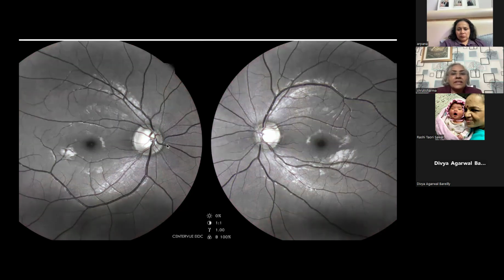In the left eye, there are striations, but I was not able to appreciate them in the right. Yes, there are striations in the right also. Okay. Thank you.